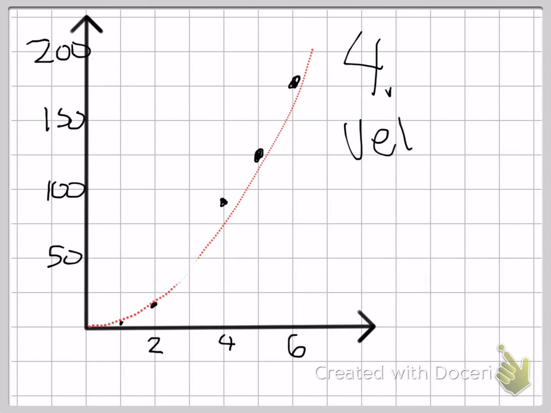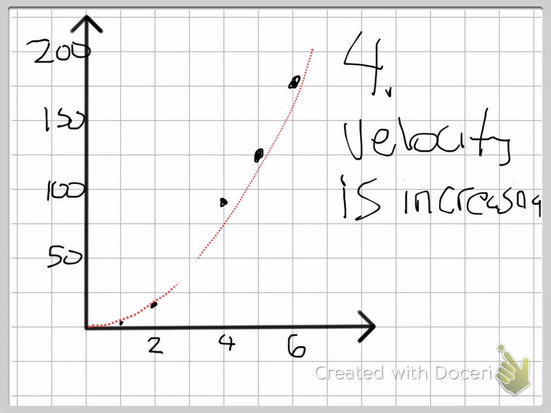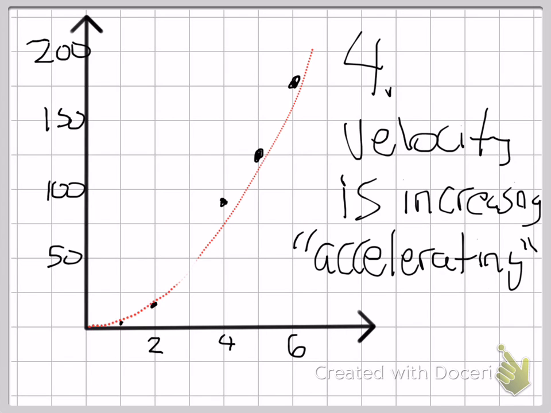Now question 4 is, what does that tell you about the motion? Well, if the slope is increasing, and if the slope is equal to the velocity, then the velocity is increasing, and we define that word as accelerating. So this object is accelerating.